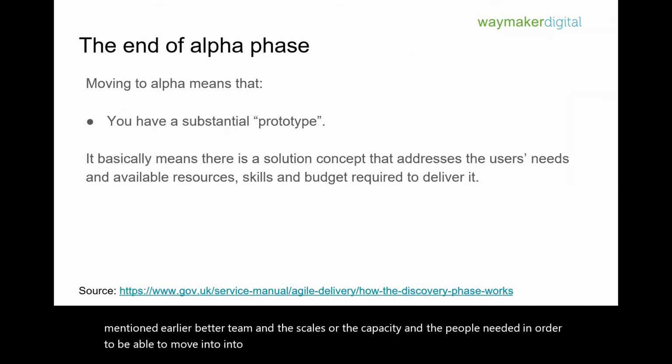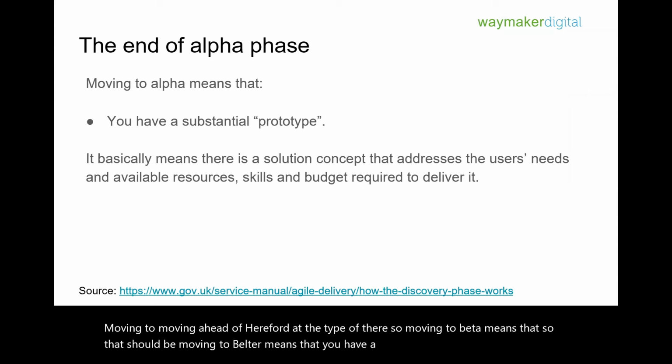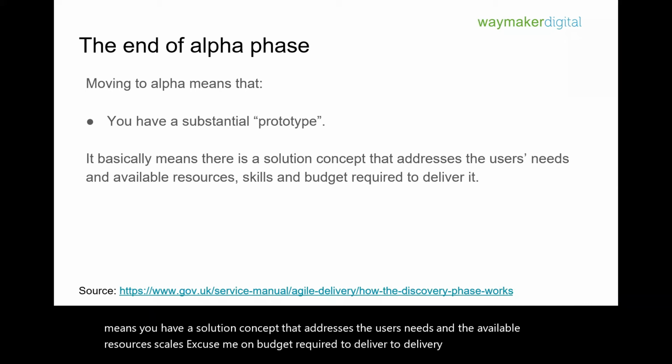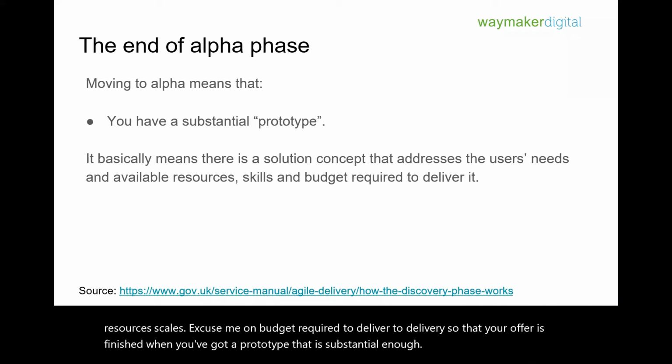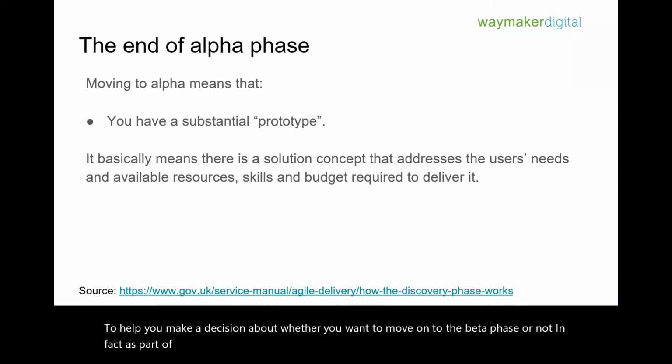All right, at the end of alpha, moving to beta means that you have a substantial prototype. It basically means you have a solution concept that addresses the users' needs, and the available resources, skills, and budget required to deliver it. So you know that your alpha is finished when you've got a prototype that is substantial enough to help you make a decision about whether you want to move on to the beta phase or not. In fact, as part of that, you should be confident that you can create something that meets the needs of the users, something that is cost effective.